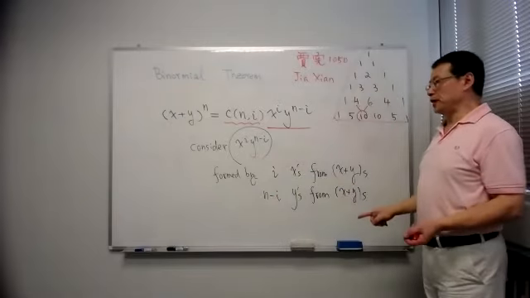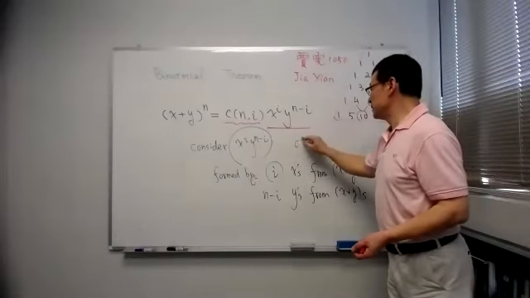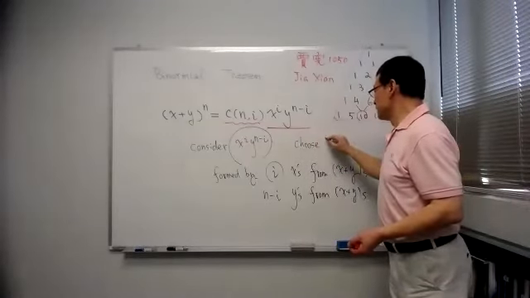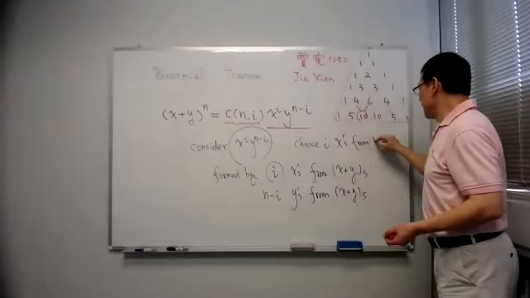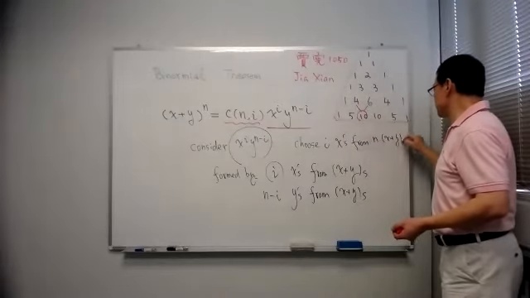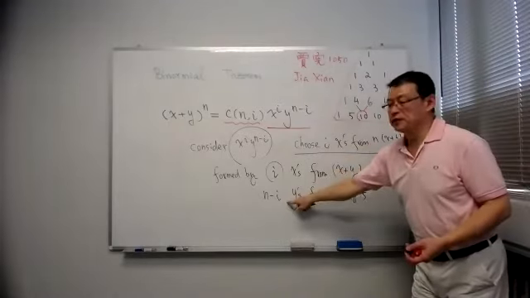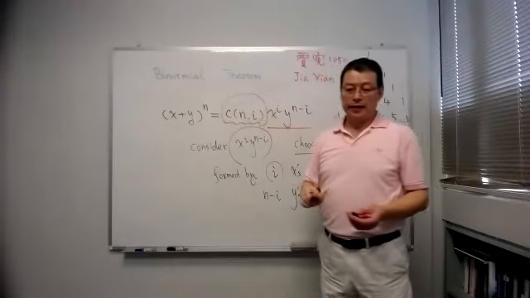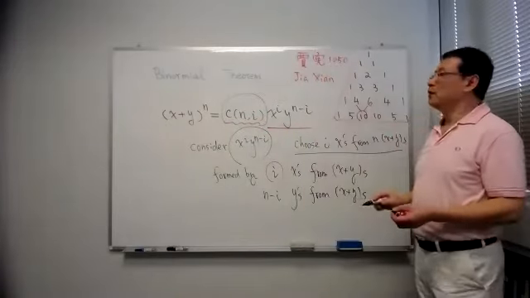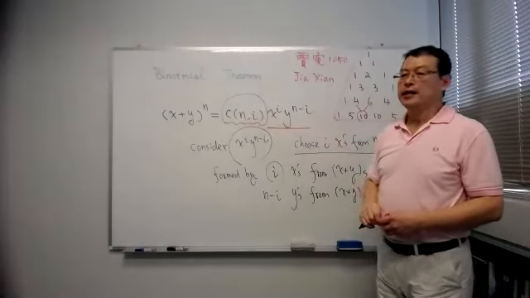So how do we form this one? Choose i from the n factors of (x plus y), because once we choose these, the rest is fixed. Therefore, it gives us this number, n choose i. That's why the coefficient is n choose i.